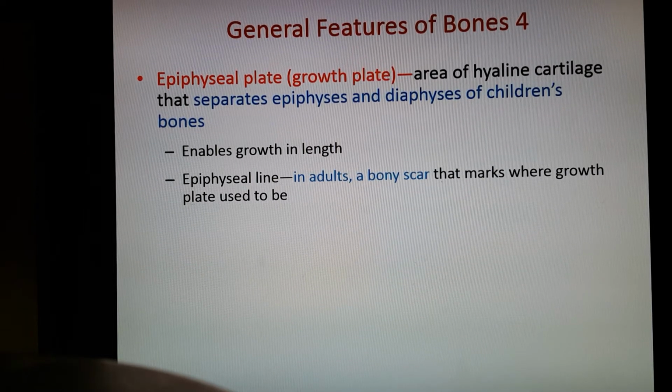So once there's no more growth in the length direction, that growth plate will just harden over, and there's a literal line near the head of your long bone, near the epiphyses, separating that from your diaphyses.